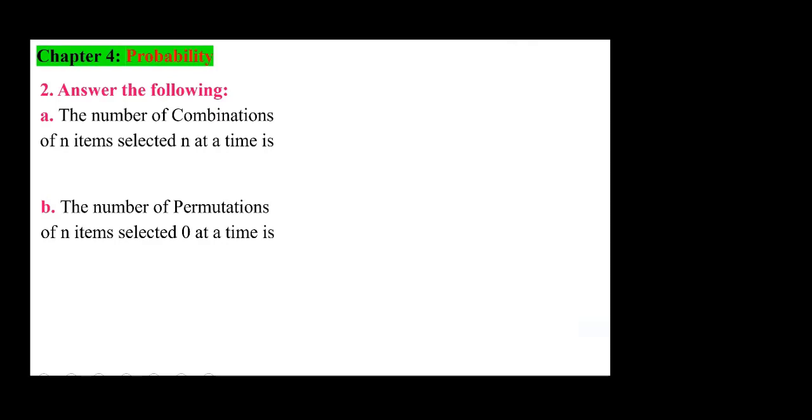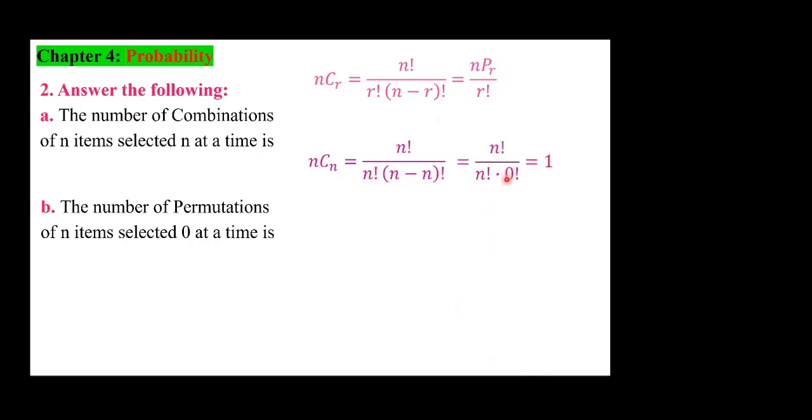We want to answer the following question. The number of combinations of n items selected r at a time, we use the following formula: n factorial over r factorial times n minus r factorial. We're looking at combination. And so in this case, both n and r are n. And we go through that. This n minus n factorial is 0 factorial, which is equal to 1. So this is equal to 1. They cancel each other. We end up with 1.